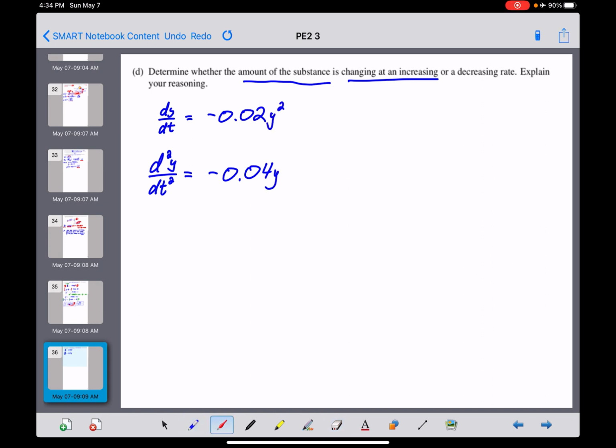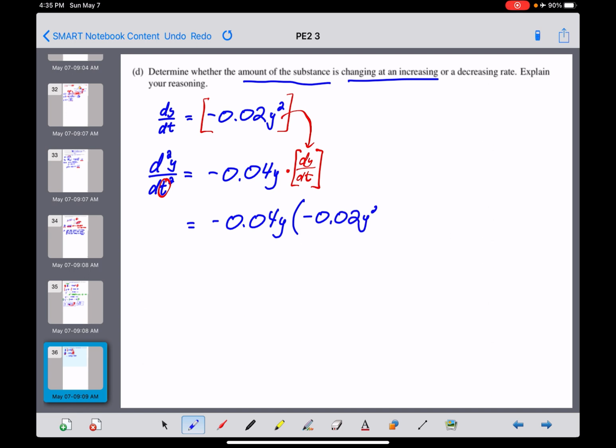But since we're differentiating again with respect to t, this is implicit differentiation, and we once again need the chain rule and a dy dt right there. And remember, guys, dy dt is known. It's this expression right here. So all of that needs to get substituted in right here for a dy dt. So this is negative 0.04y, but then multiplied by negative 0.02y squared. And all of that is going to get us a positive.